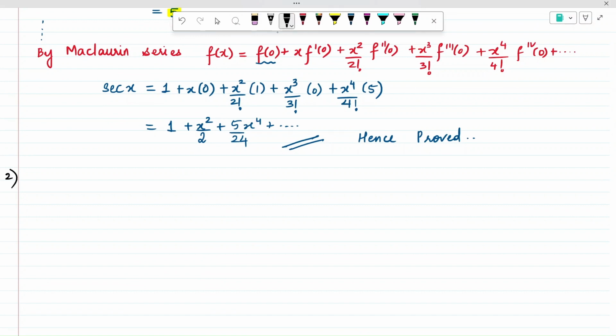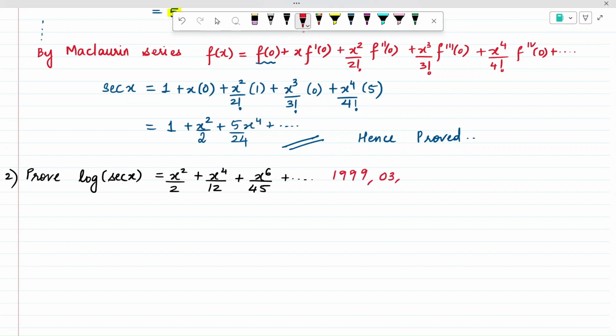Okay. Next question. Prove log of sec x is x squared by 2, x raised to 4 by 12, x raised to 6 by 45, and so on. Now, this question was asked in the university papers of 1999, 2003, 2009, 2011, 2014, 2015, 2018. So you can see how many times the question has repeated. So let's begin with the question.